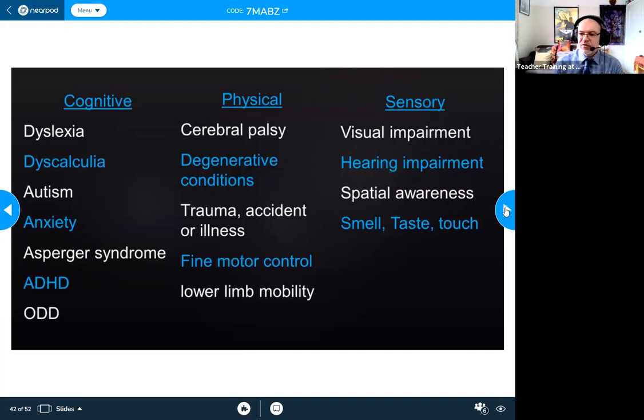Just before we move on, any questions around the cognitive, physical and sensory factors?